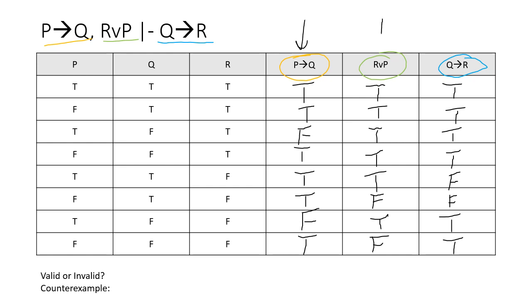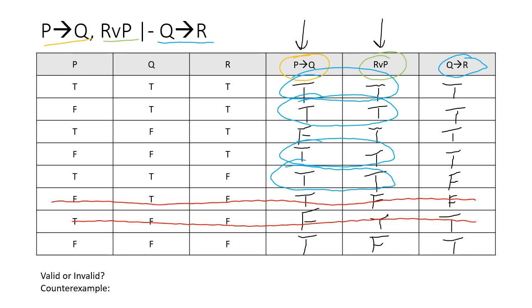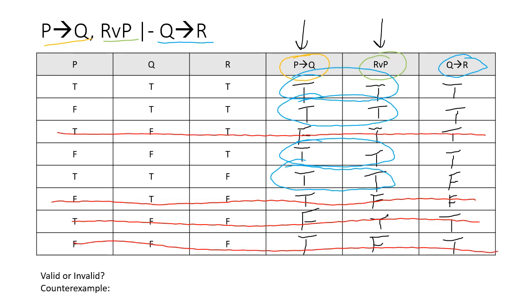We've got to remember, let's look at our premises. Where are our premises all true? Well, they are all true here, here, here, here, and that looks like it. So we can ignore this row, this row, this row, and this row. Now we just have to look, and we see, yeah, true, true, true, and here is a false.